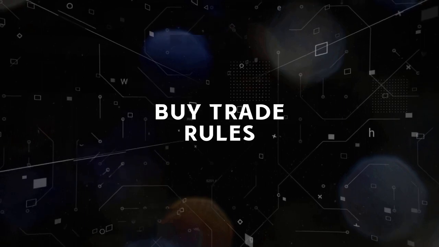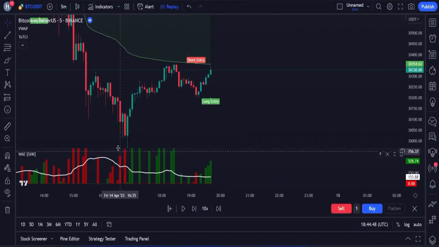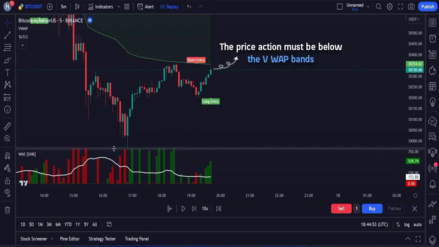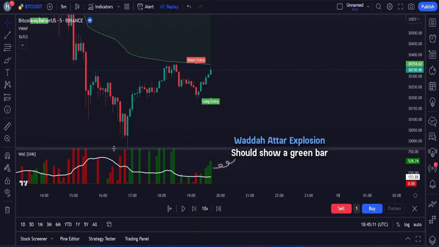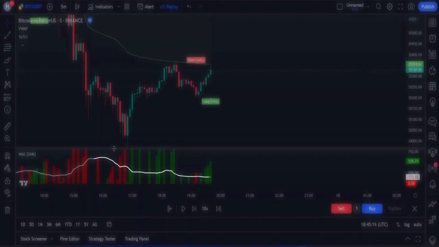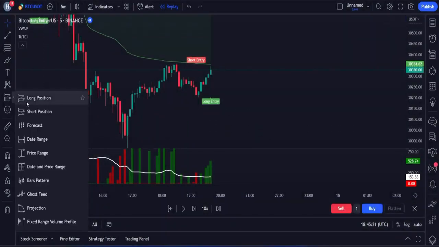Buy trade rules. So for a buy trade to be valid, 3 conditions must be in place. First of all, the price action must be positioned below the VWAP bands. This means that the candlestick bar should be closed below the lower VWAP band. Then for the first confirmation, the indicator must print a long entry label when the market is below the VWAP bands. And for the final confirmation, at the time the signal is issued, a green bar must be present on the Waddah Attar Explosion indicator. And it also needs to break above the explosion white line, as it did here. Once all these conditions are met, we can place a buy order.